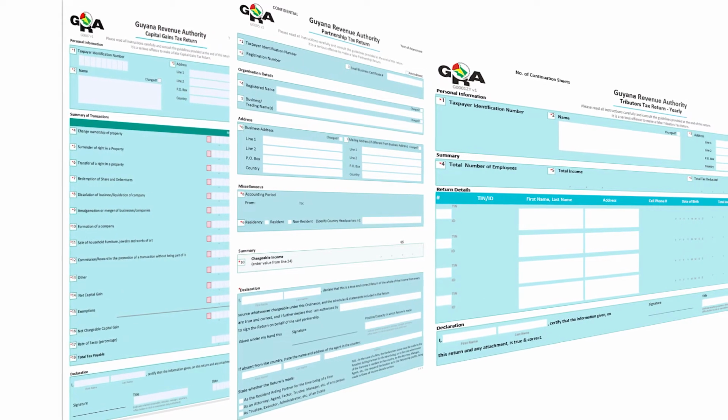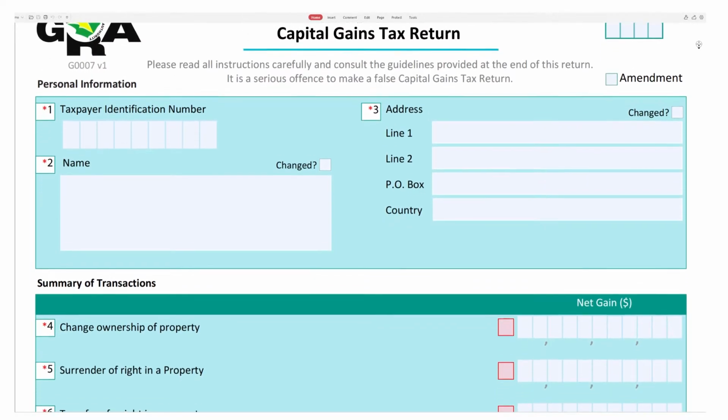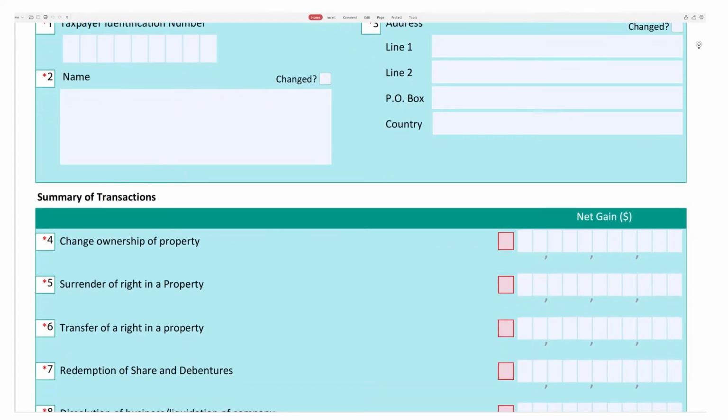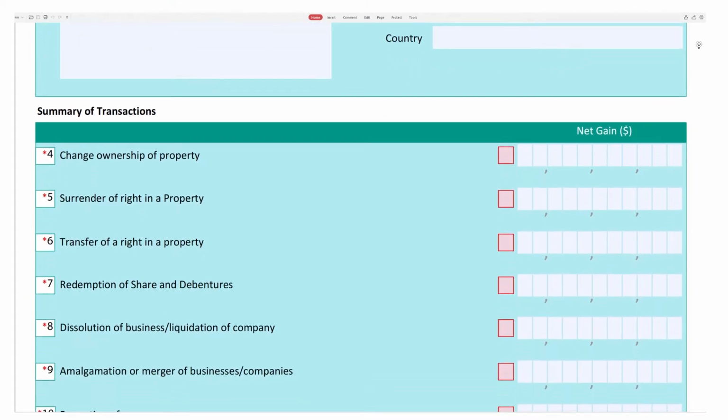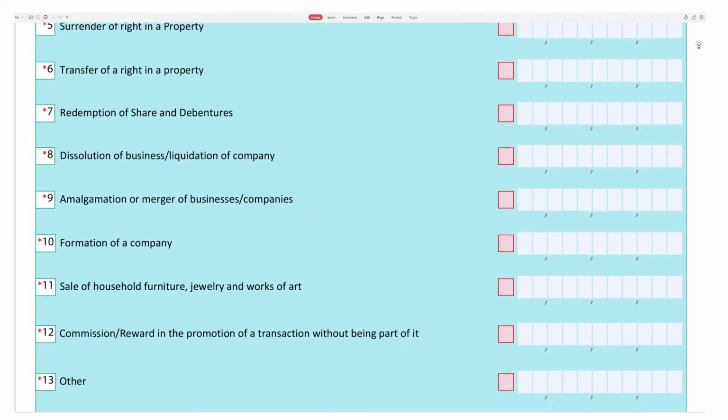3 new returns were introduced. First, we have the capital gains tax return. In the past, the GRA allowed taxpayers to freely write or print the required information with no standard sequence or order. This is what the new form looks like.